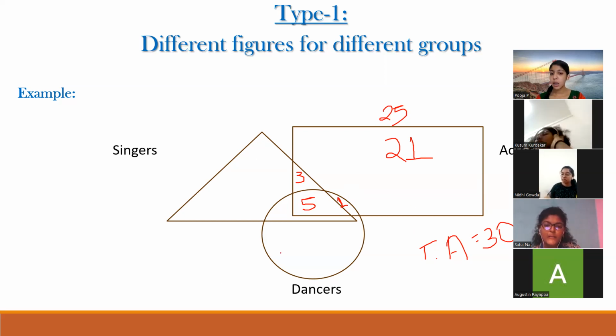This is the same anywhere. So if I give any other value, any other number, I hope you should be able to do it. Okay. So type 1 is clear for all of you. Yes, ma'am. Okay.